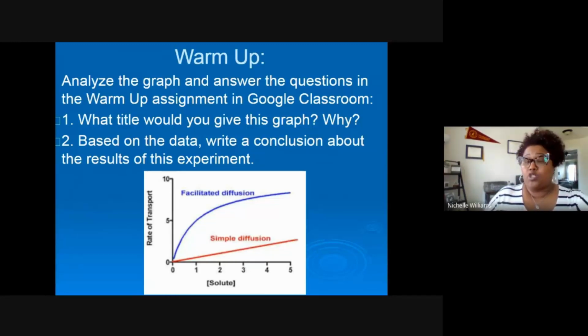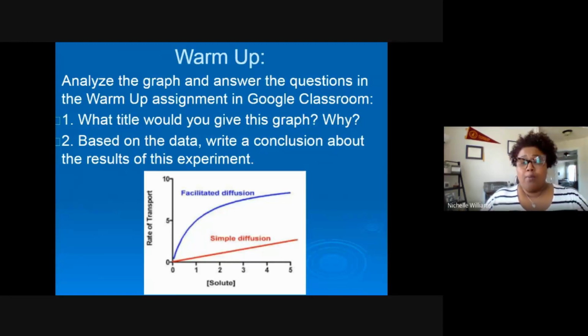So that's the first question. What title would you give this graph and why? You need to look at the information that's presented. Does it have everything that you need? We've talked about that when you analyze a graph. You'll see that this graph is missing something. What is it missing? But what would you title this graph and why? And then based on the data that is presented to you in this graph, I want you to write a conclusion about the results of this experiment.